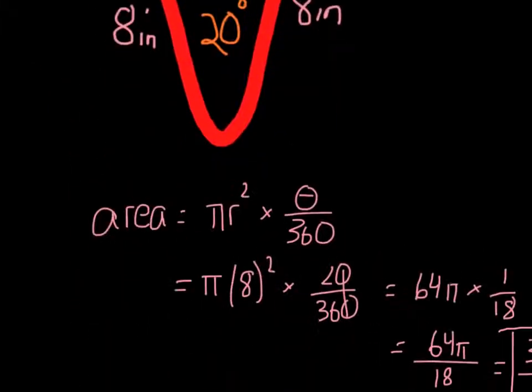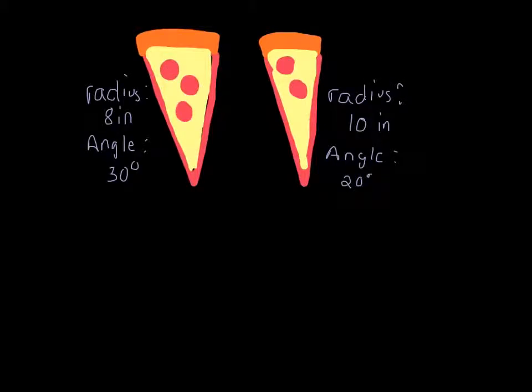So let's do another problem. Now we have a different question. Let's say you and your friend both cut out a slice of pizza. You cut a slice with a radius of 8 inches and an angle of 30 degrees. Your friend cuts a slice with a radius of 10 inches and an angle of 20 degrees. You argue, whose slice has more area? Your slice or your friend's slice?